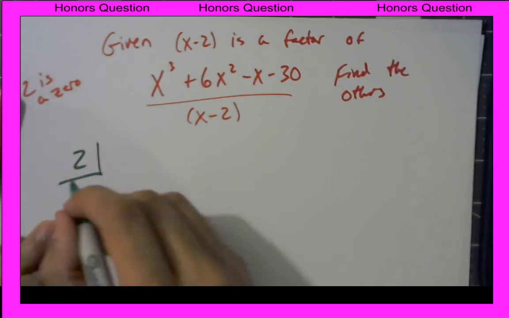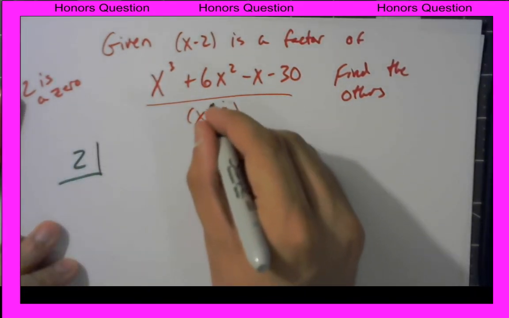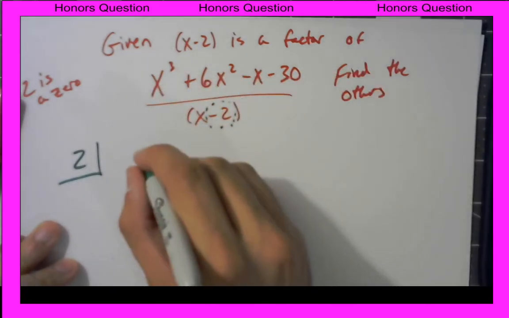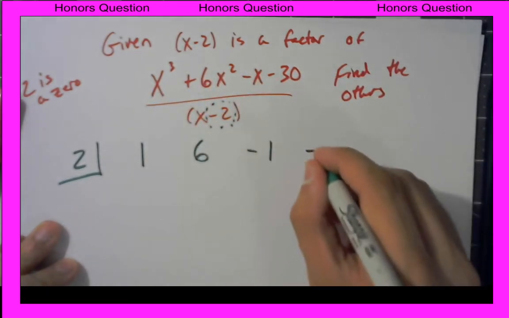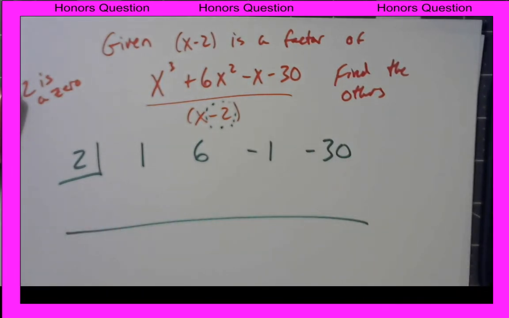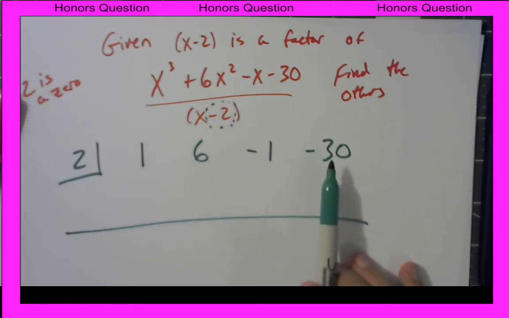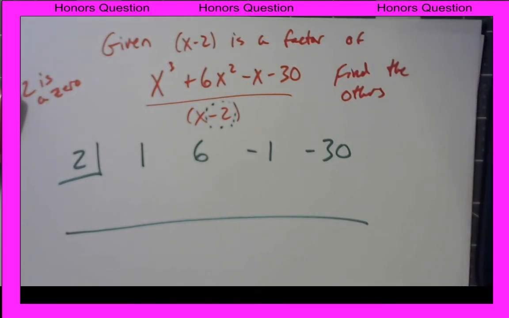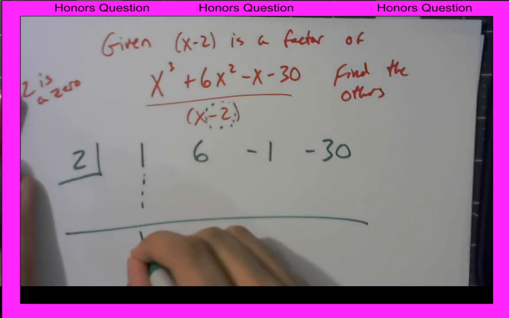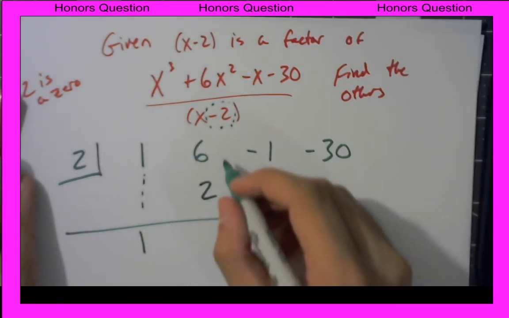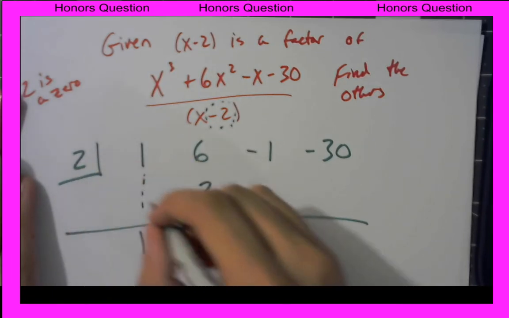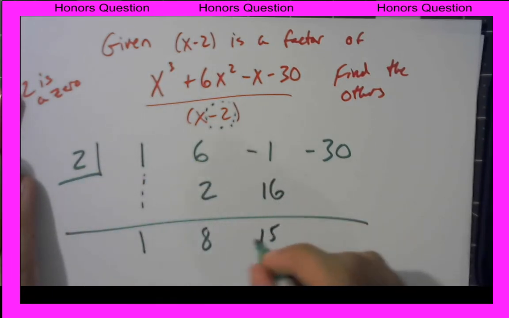So synthetic division, I put this 2 in here. It's the opposite of this. And then we'll put every coefficient out front. 1, 6, minus 1, and minus 30. So once again, this is the opposite of this number, and I put every coefficient out front. So I will drop this one down, multiply here, 2, add these, 8, 16, 15, 30.